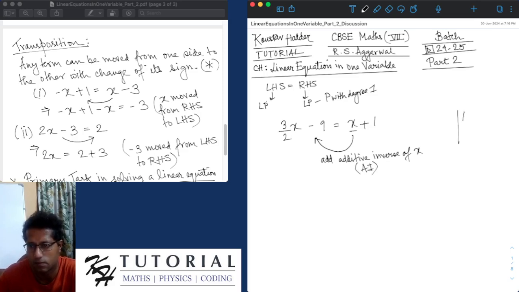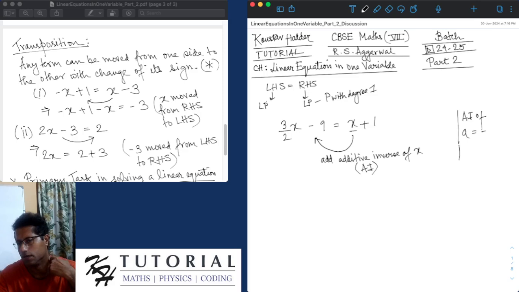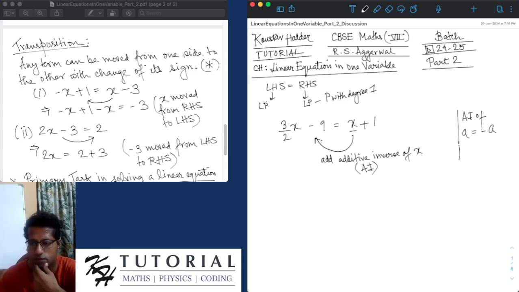So AI of any number, let's say a is a number, it could be an integer, fraction, decimal, whatever. AI of a is nothing but you just put a negative sign in front of the number. So when you put a negative sign in front of any number, the sign changes. Similarly, it is also the same for terms or variables. AI of x equals minus x.